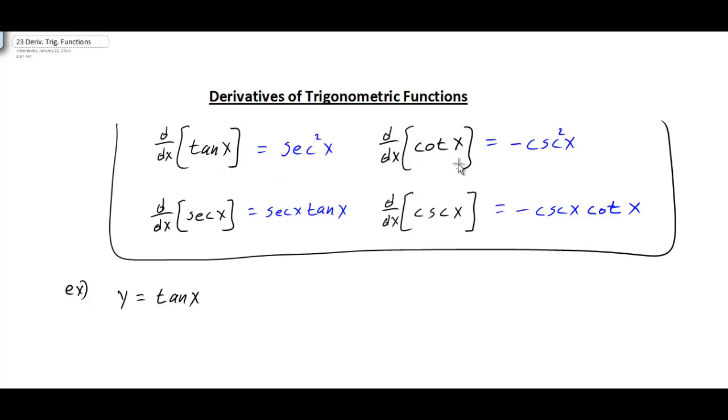The derivative of cotangent is negative cosecant squared x. And the derivative of secant is secant x tangent x. And the derivative of cosecant x is a negative cosecant x cotangent x.